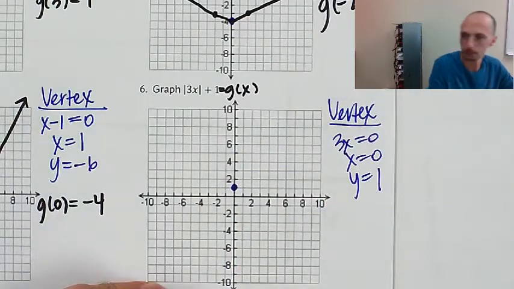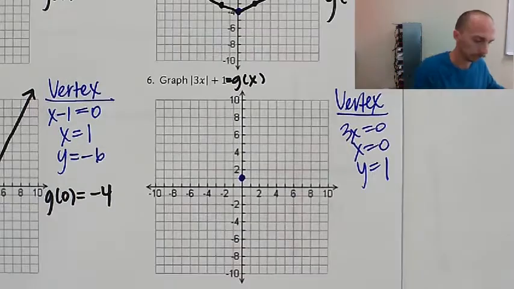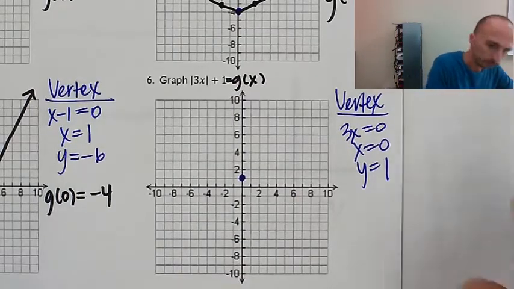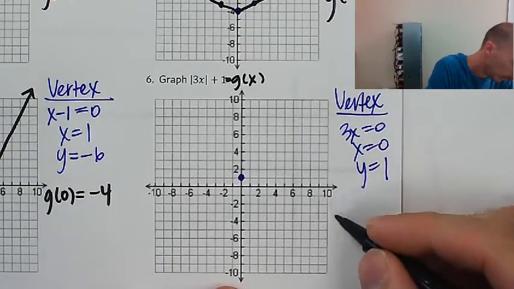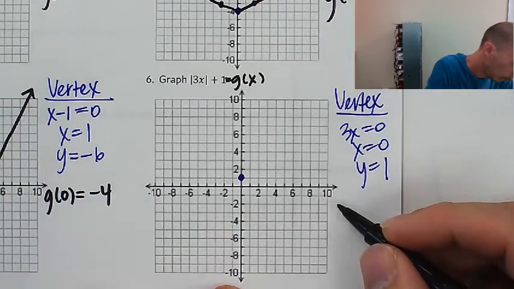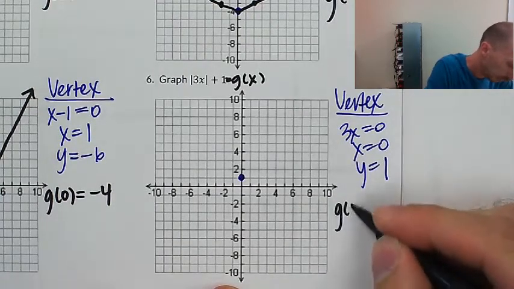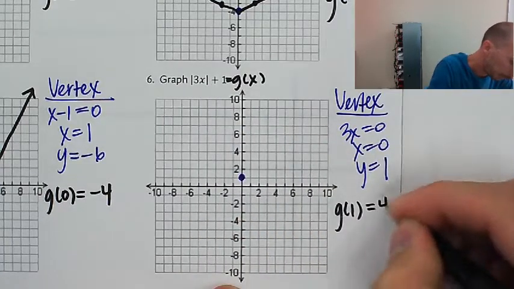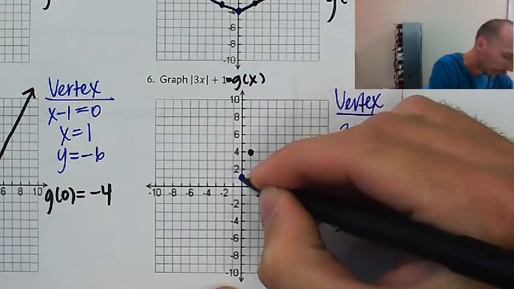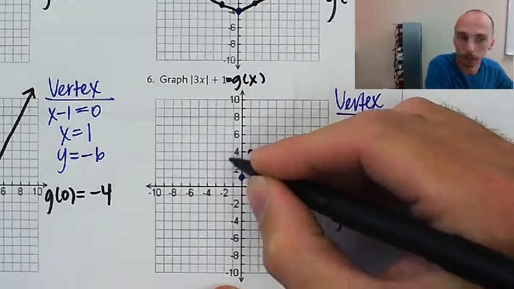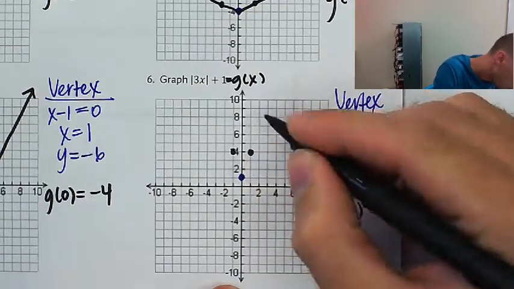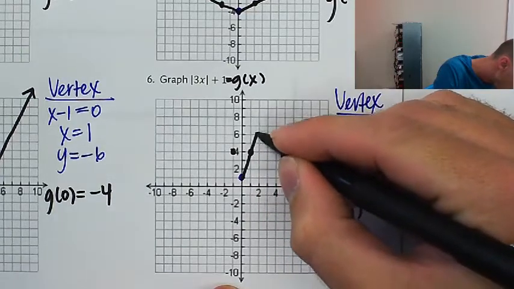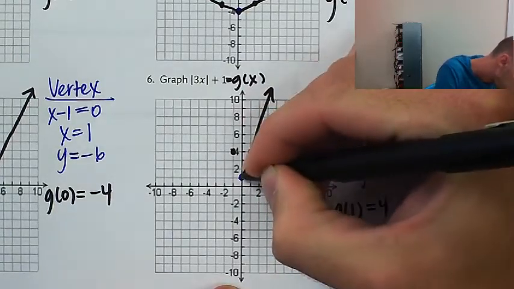And then I'm going to choose another point. Let's just plug in 1, like g of 1 is going to be, absolute value of 3 is 3, plus 1 is 4. So 1, 4. So if I go to the right by 1 and I'm at y equals 4, I should go to the left by 1 and be at y equals 4. And there we go. And there we have it.